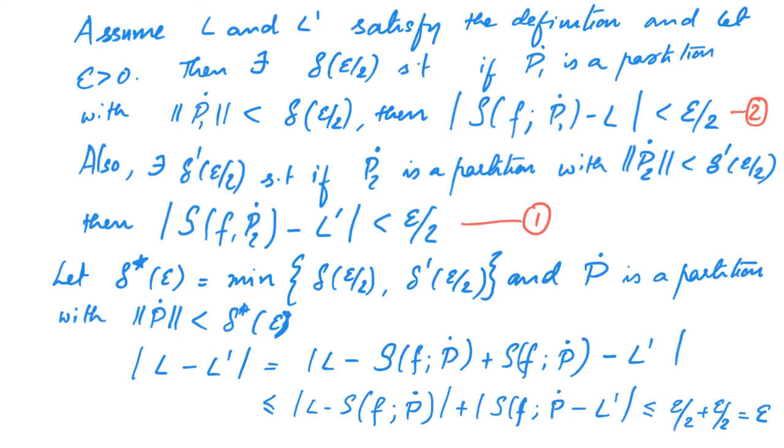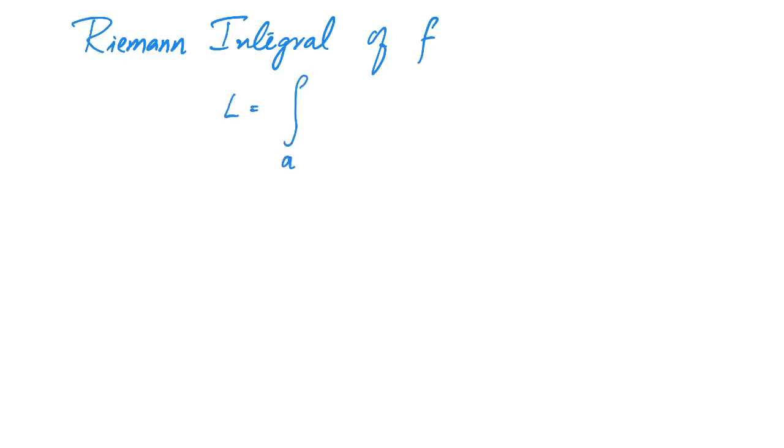But as this inequality is true for every epsilon, this means that L and L dash have to be equal. And this proves our result. This uniquely determined L will be called the Riemann integral of f. So L is equal to the Riemann integral, and it will be denoted as integral a to b of f, or it is sometimes denoted as integral a to b f of x dx.